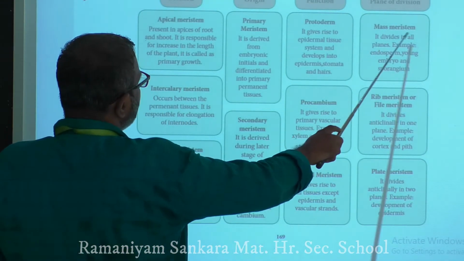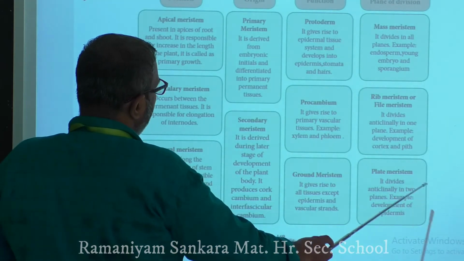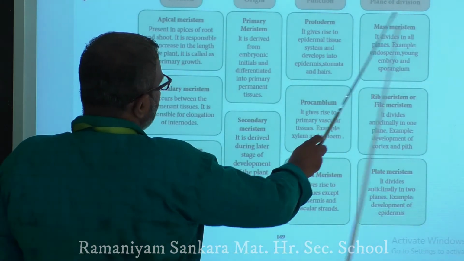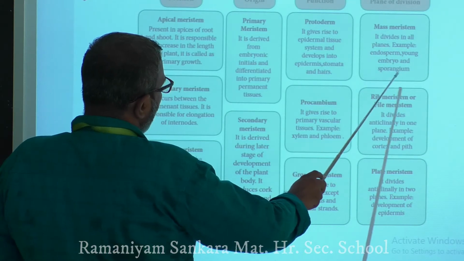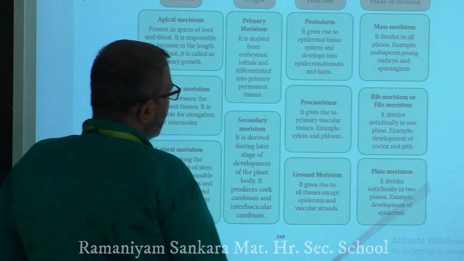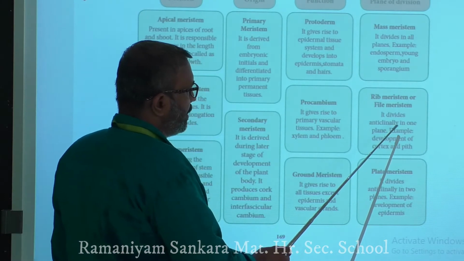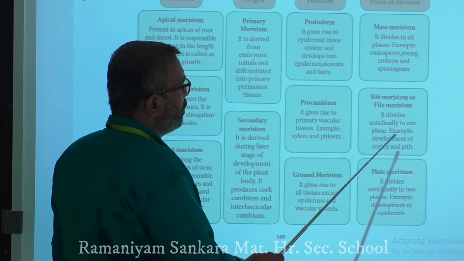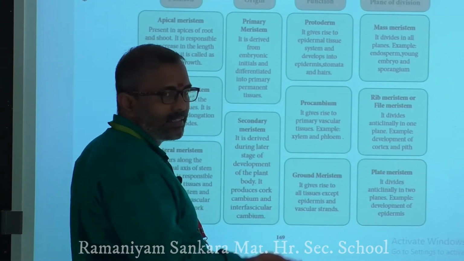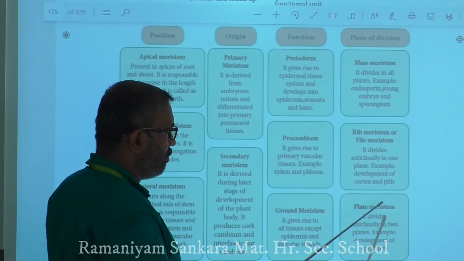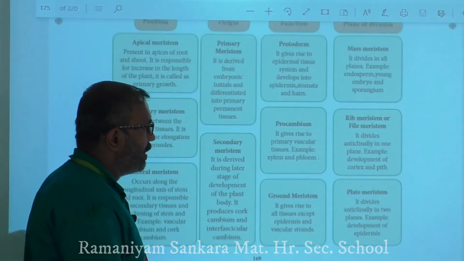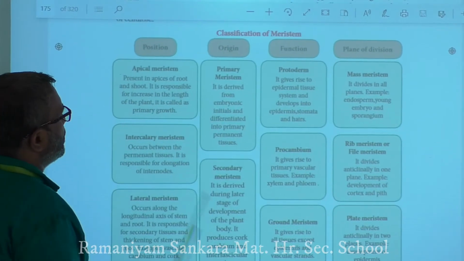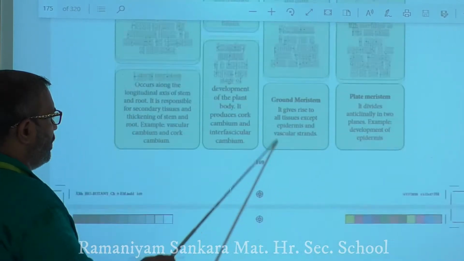Plane of division: mass meristem, rib meristem, plate meristem. Mass meristem divides in all planes, for example endosperm, young embryo and sporangium. Rib meristem divides anticlinally in one plane, developing cortex and pith. Plate meristem divides anticlinally in two planes, so it develops the epidermis. That is the classification of meristems.